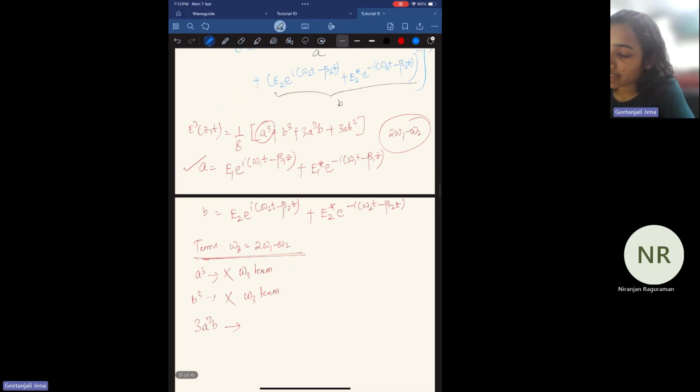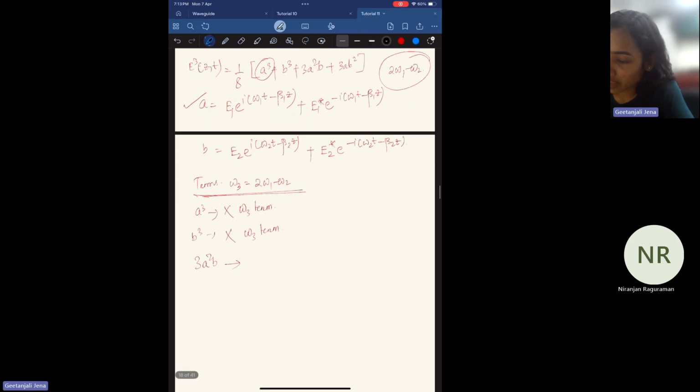So if you roughly see it, the first term here, the square, will give 2 omega 1, right? And if you multiply with the second term of this, it will give 2 omega 1 minus omega 2. That means 3a square b will give a term like omega 3. So let us see the details of the terms.